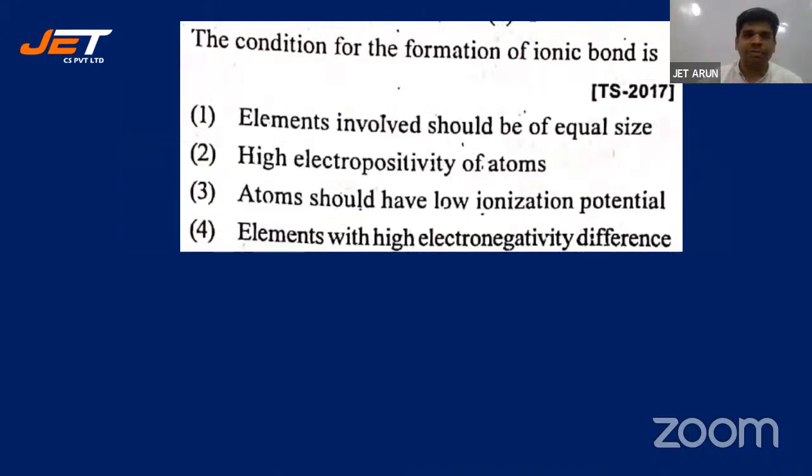The condition for the formation of ionic bond is: elements involved should be of equal size, high electropositivity of elements, atoms should have low ionization potential, elements with high electronegativity difference. We have seen a similar question before, the conditions for an ionic bond. So based on that also you can answer this question. That one came in 2020, this one came in 2017.